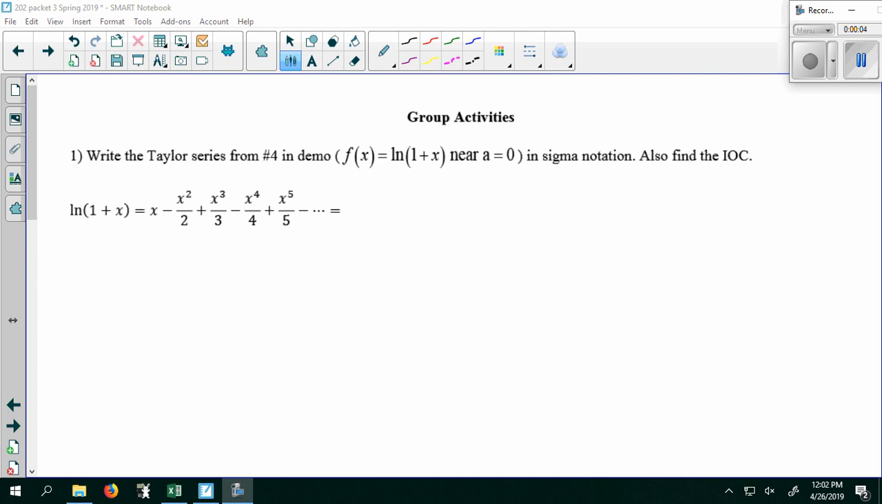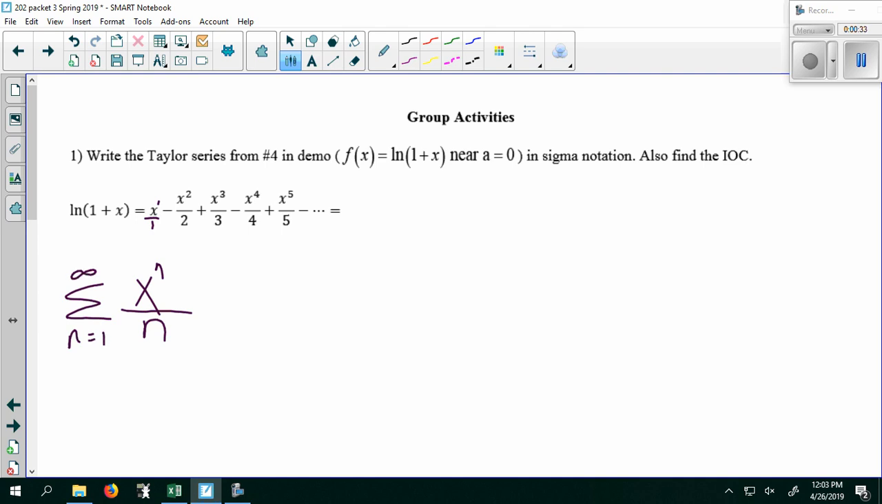Write the Taylor series from number 4, which was for ln of 1 plus x near a equals 0, in sigma notation, and find the interval of convergence. So this is the series we found. And what we should notice is that every term is x to a power over that same number. So they all look like x to the n over n, and n would be starting at 1.